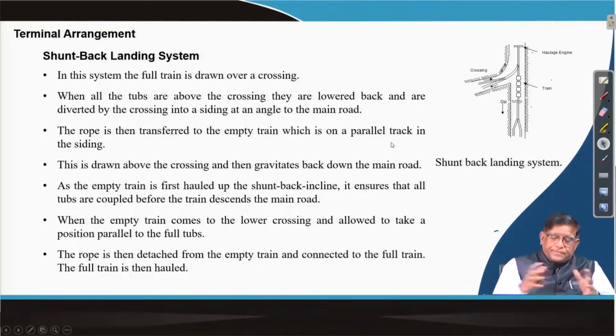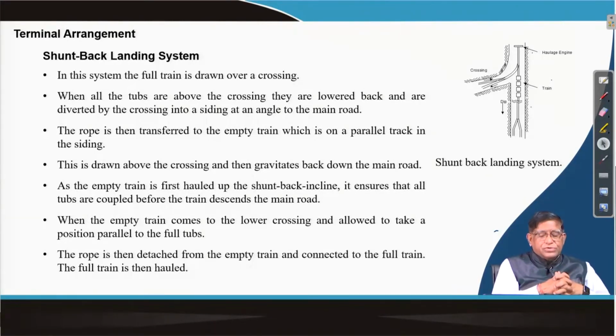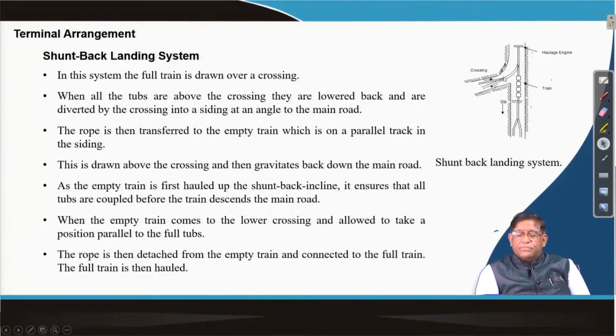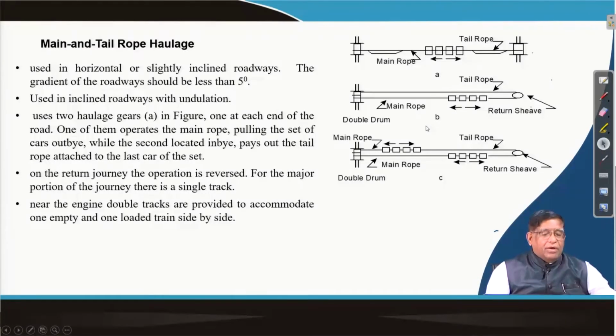And then the empty train comes to the lower crossing and is allowed to take positions parallel to the full tubs. So, that is how the work arrangement is done. When the loaded train is coming, you will have to detach the whole train, and then again the empty will be attached, and then they will be let go down.